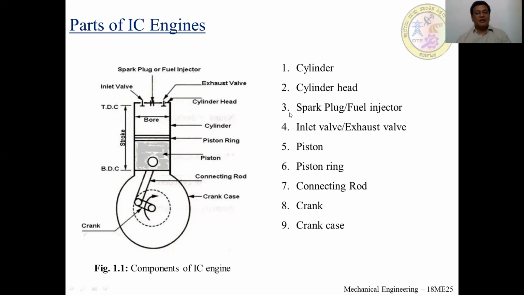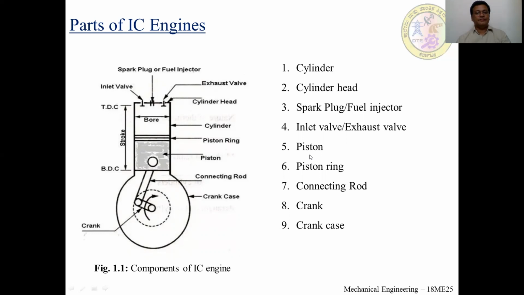The third component is the spark plug or fuel injector. Basically, this component depends on the type of engine. If we are using an SI engine, then it is fitted with a spark plug, whereas a CI engine is fitted with a fuel injector. Coming to valves, here we have two valves: the inlet valve and the exhaust valve. The inlet valve allows the fresh air mixture into the cylinder, and the exhaust valve emits the exhaust gas after the combustion process.